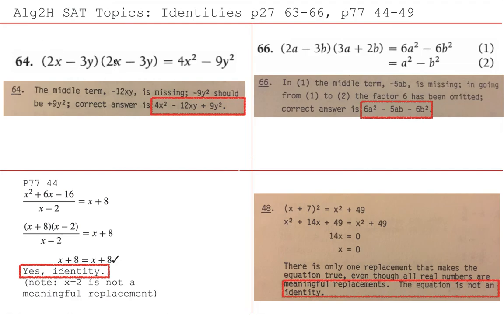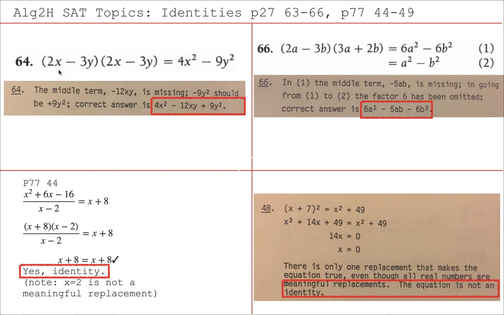Same exact issue over here. There's a missing middle term, the 2ab term in the middle, the O and the I of the FOIL. So you have the 4x squared corresponds, and the minus, and you can see the 9y squared.